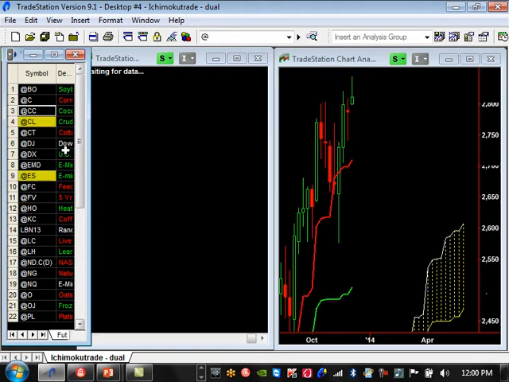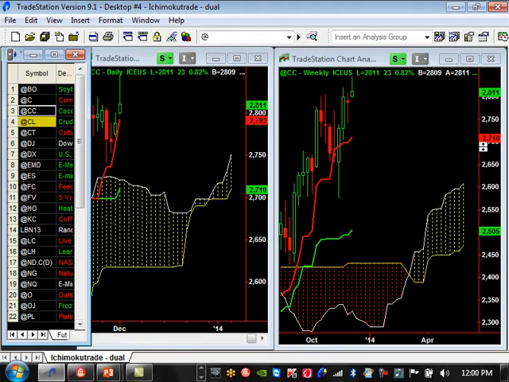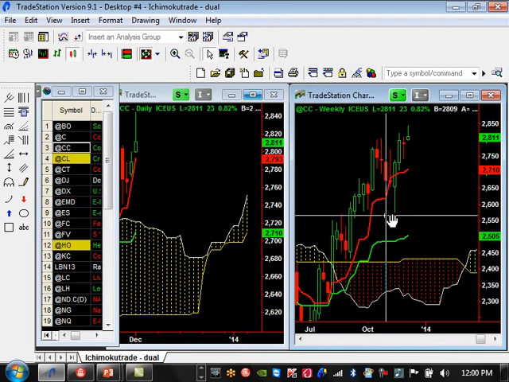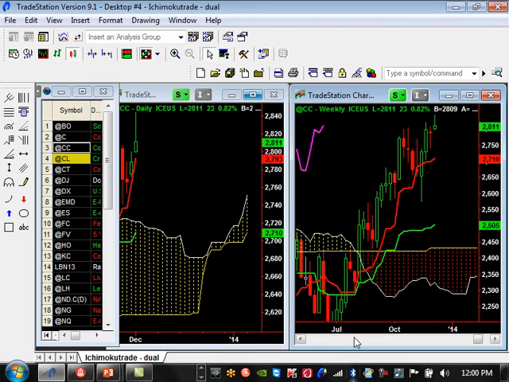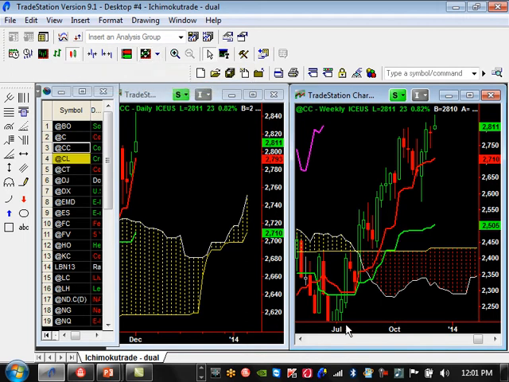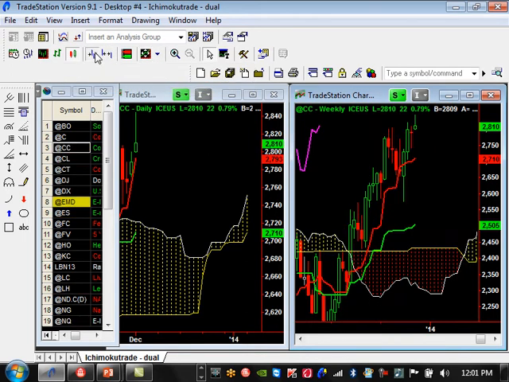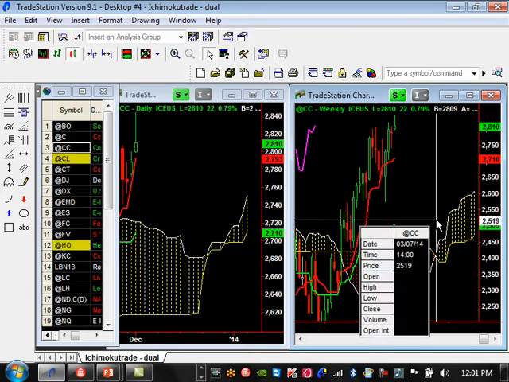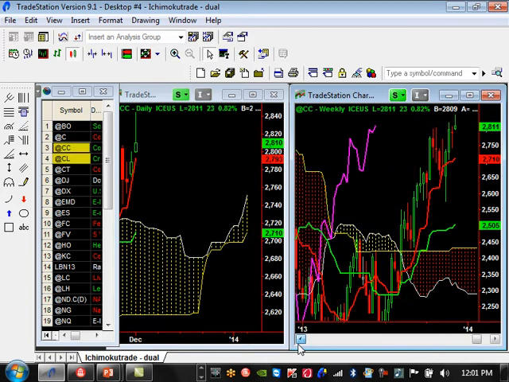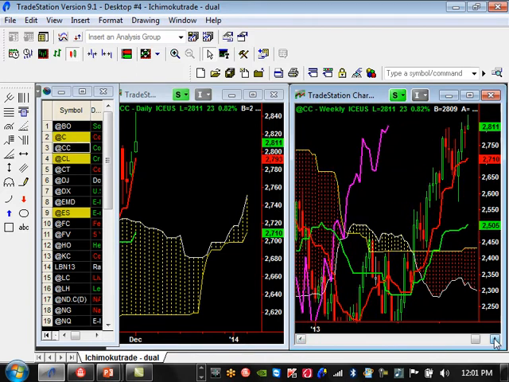Cocoa is starting a bullish trend here, as you could see from the charts when we shrink them down here, and you can see cocoa is now consolidating in here. Sorry, let me just disable this and shrink this.